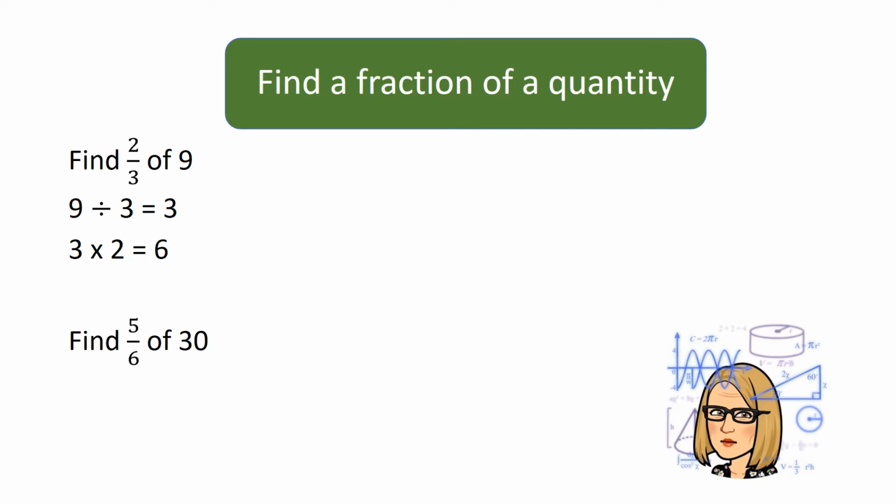Here's another one. Find 5/6 of 30. So the first thing you're going to do is 30 divided by 6 to give you 5. That shows you that 1/6 of 30 is 5. Then you do 5 multiplied by 5 to give you 5/6, and that's 25. 5/6 of 30 is 25.